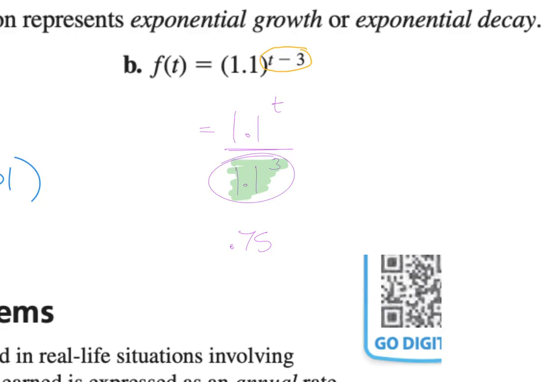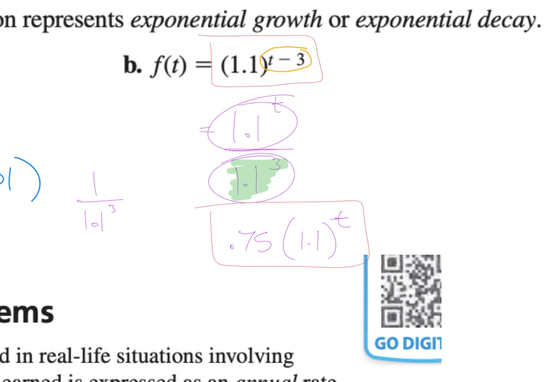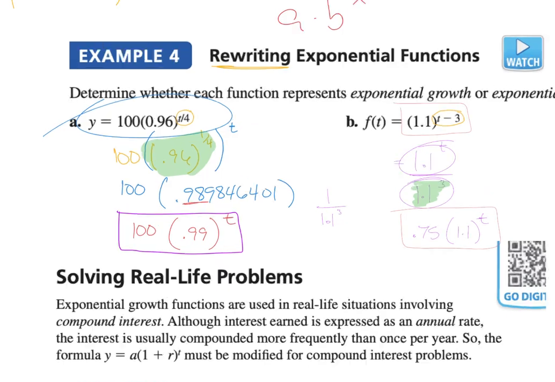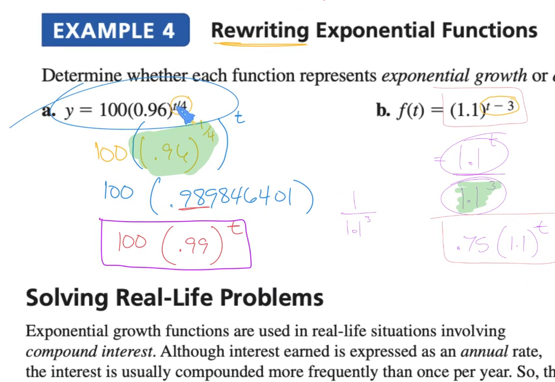This piece, if I just took 1 over 1.1 to the third power, I get, and this is kind of hard to believe, 0.75, roughly. And then this guy's still on top, times 1.1 to the t power. This and this are the same. That's where this is a little funky, right? Because over here, I feel like you could follow me pretty well of like, oh, okay, yep, that becomes that, and this is just a number.